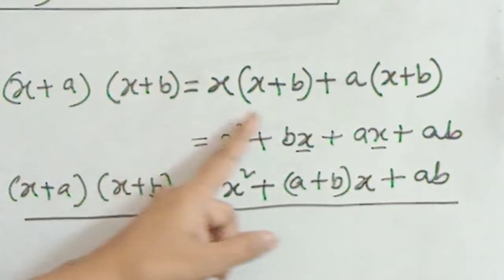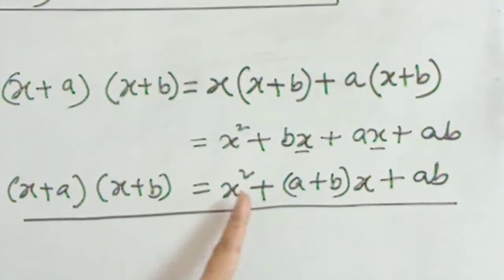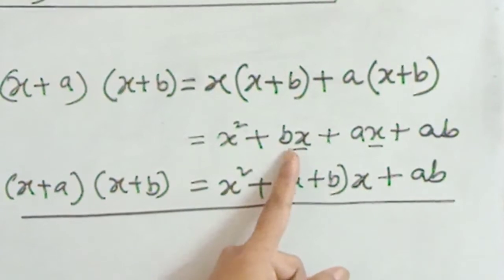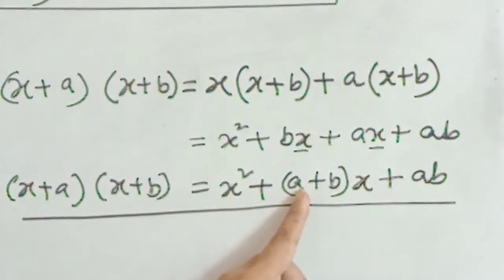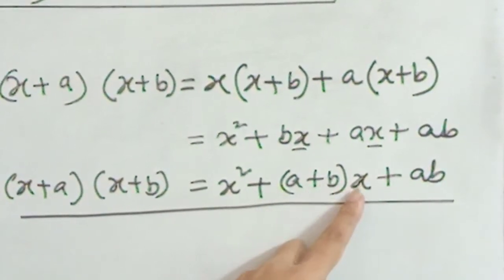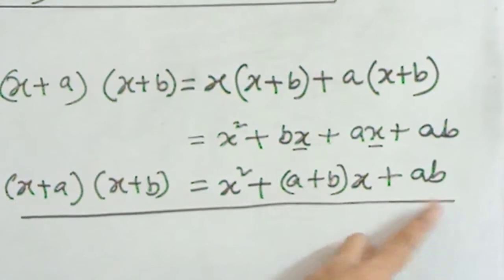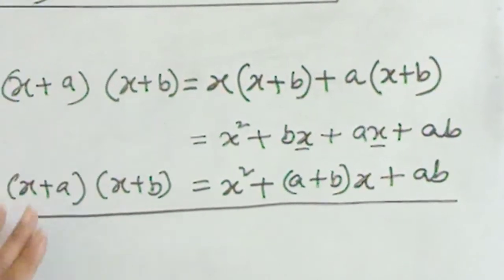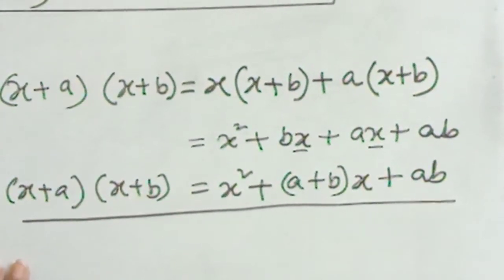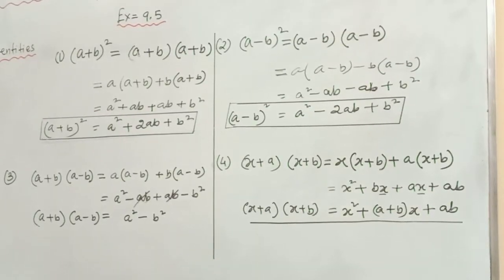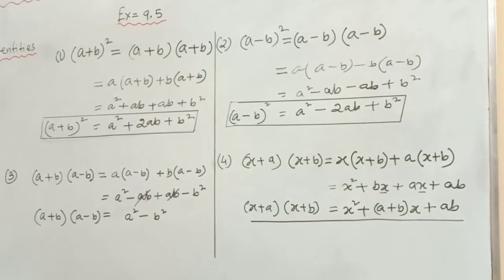So by the use of multiplication, we can see that we are getting the result X square plus AX plus BX, same as I am taking A plus B as inside and X common. Outside I am taking X, A plus B inside the bracket, then A into B, AB. These 4 identities we will apply and we will solve the sums of exercise 9.5.